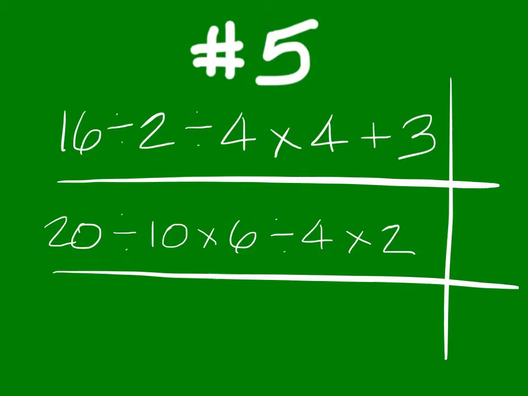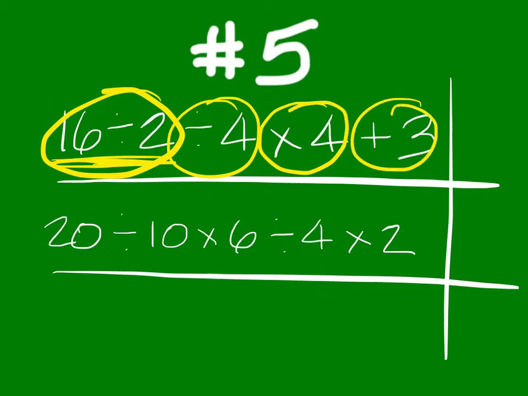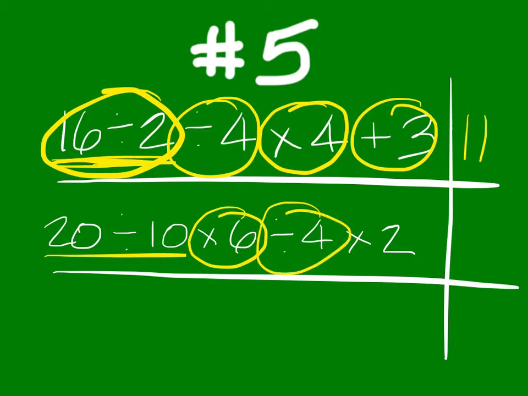On the top one, you should have 16 divided by 2. 16 divided by 2 is 8. This gives you 8. Divide by 4, and that's 2. 2 times 4 is 8, plus 3 is 11. And then 20 divided by 10 is 2, times 6 is 12, divided by 4 is 3, times 2 is 6.